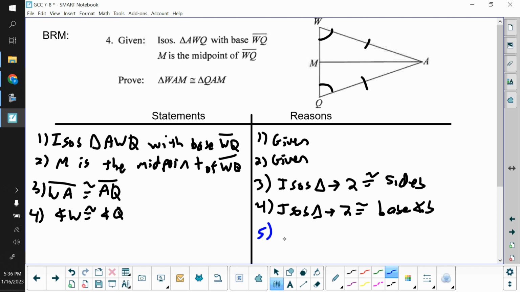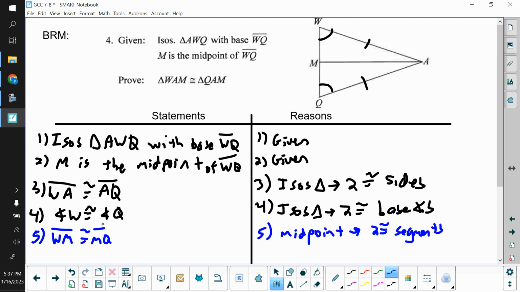We've got a midpoint, so automatically we should be thinking midpoint implies two congruent segments. If M is right in the middle of W and Q, that means that our congruent segment should be WM congruent to MQ. And we'll go ahead and mark that up in our picture.